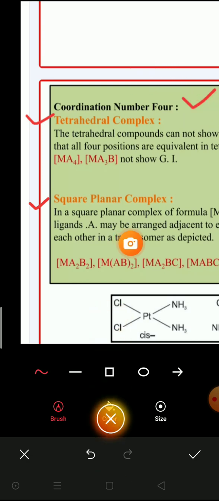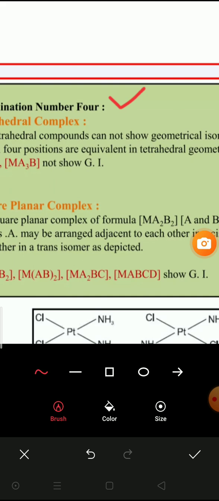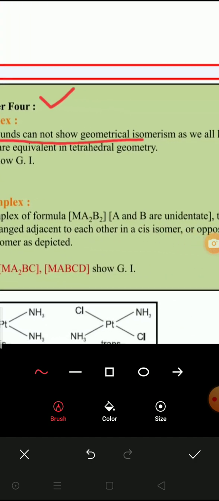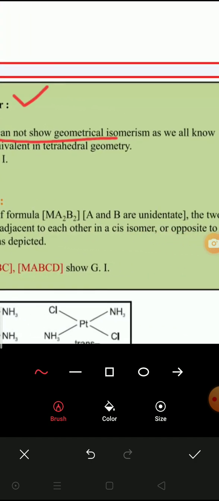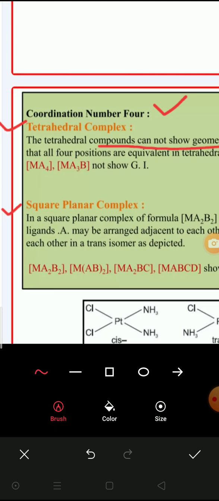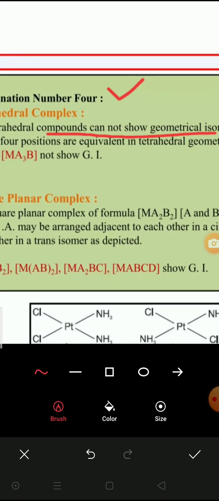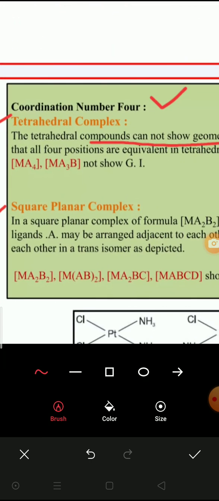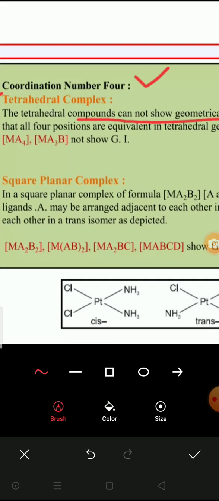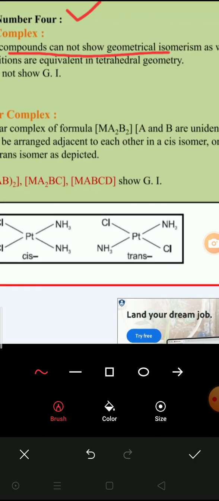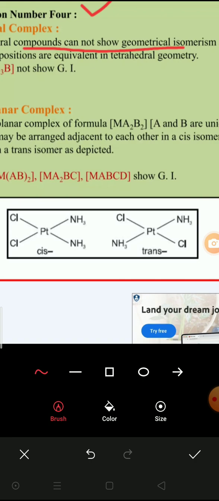Tetrahedral compounds do not show geometrical isomers. Why do they not show geometrical isomerism? Because all four positions are equivalent in the tetrahedral geometry. That is why it does not show. Whereas, if the geometry is square planar, it will show geometrical isomers. For example, we are taking this platinum complex, cis and trans.